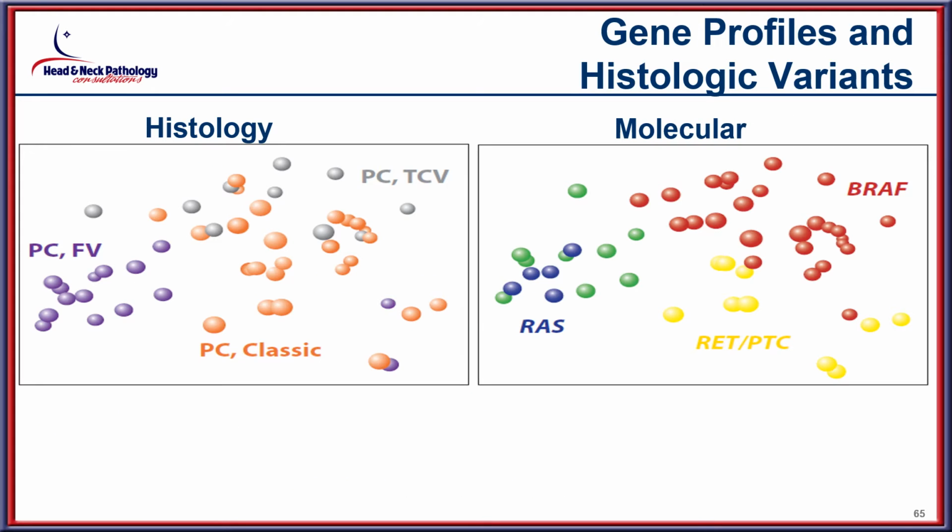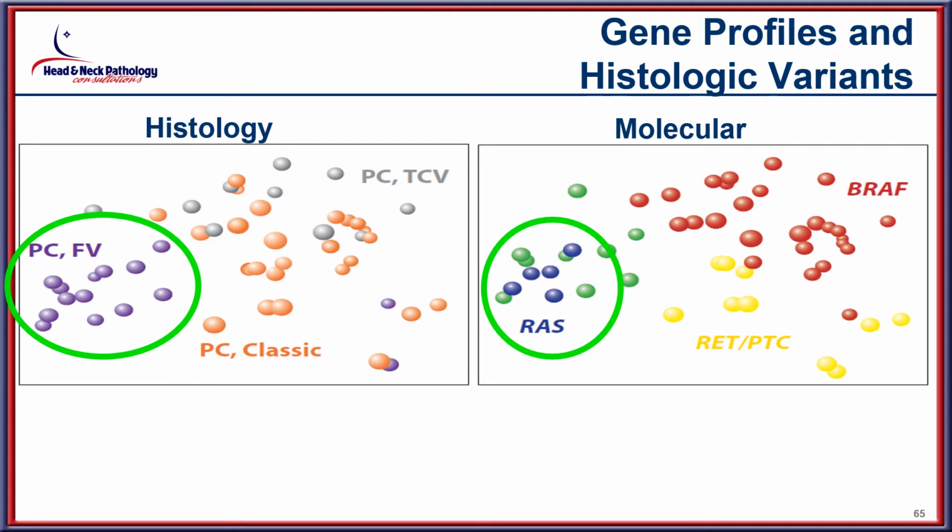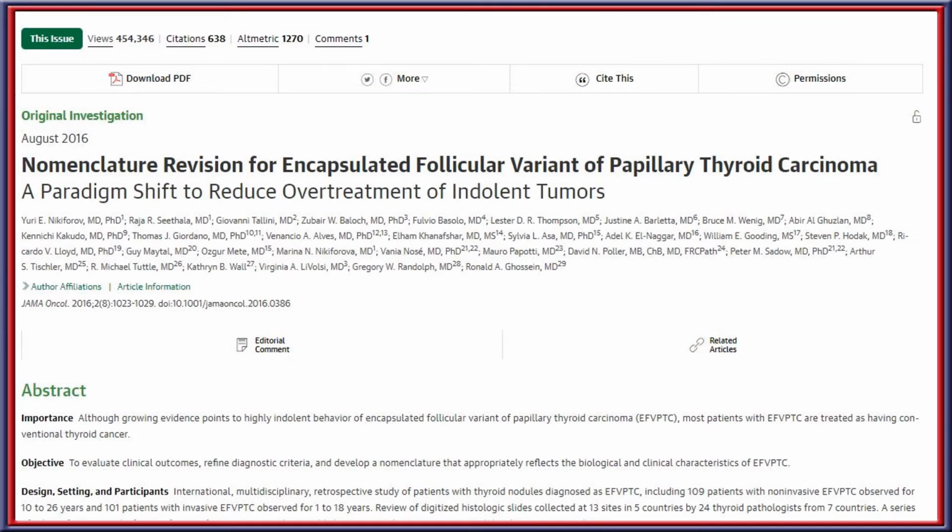So if one looks at the histology of the follicular patterned tumors and tries to match it to the molecular, I think you will see in this Venn diagram there's a very nice matching of the follicular patterned tumors with the RAS mutations being detected. Of course, this led to the revised nomenclature that was put out as a paper in 2016. And you may say, well, what is significant about this paper?